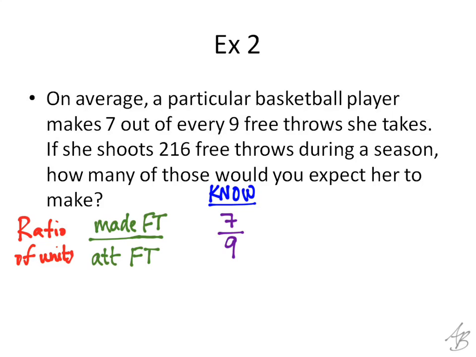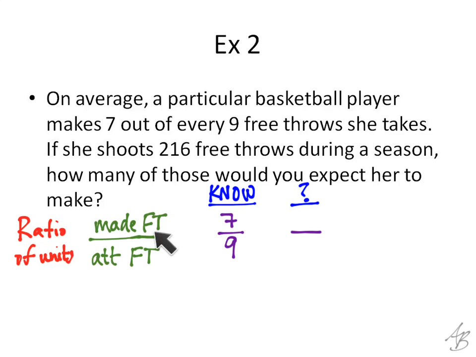9, because that's how many she takes, right? Or attempted. So 7 made free throws for every 9 attempted. And then the part that we want to know, okay, so we know part of it, right? We have 216 free throws.